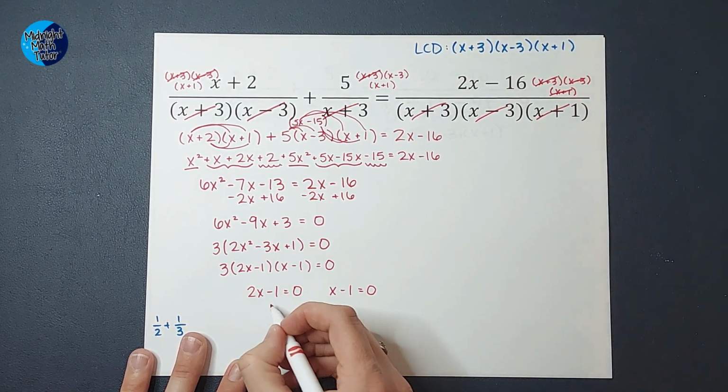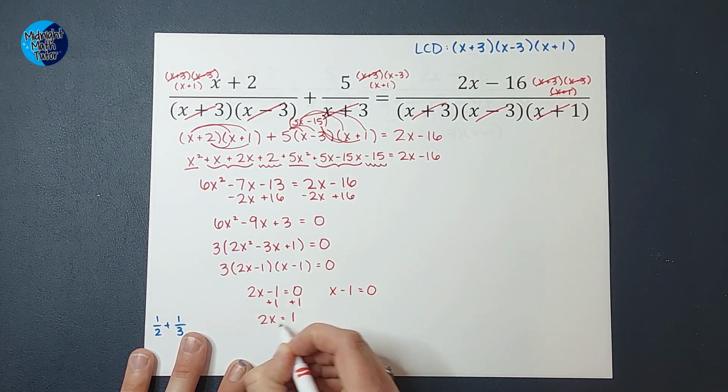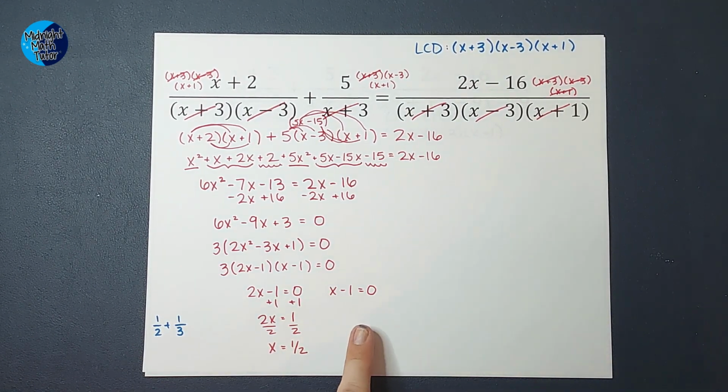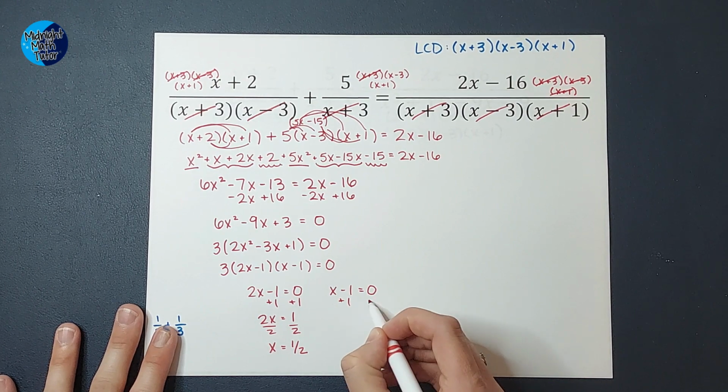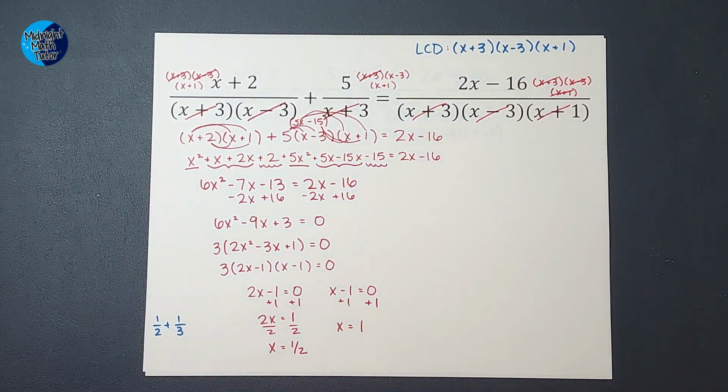Now I add 1 to both sides. So I get 2x equals 1. Divide both sides by 2 and I get x equals 1/2. Okay, I can handle that. And then this guy, I just add 1 to both sides, and I get x equals 1. Okay, I am almost done.